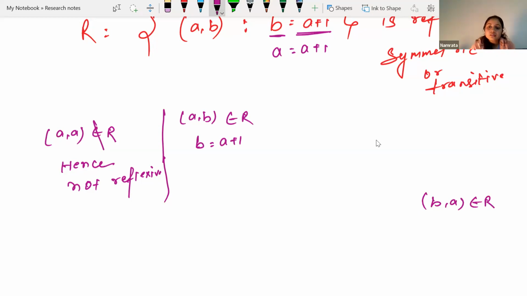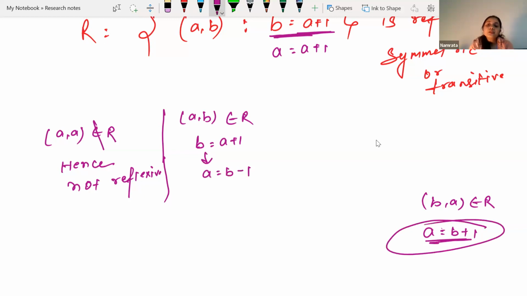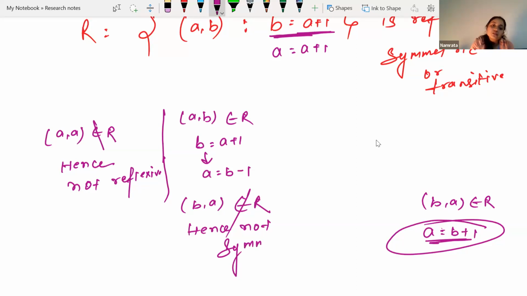If this belongs to R, then the given relation will be A is equal to B plus 1. If B is equal to A plus 1, then we cannot say A is equal to B plus 1. Basically, from here, A will be B minus 1. A will not be B plus 1. So we can say (B, A) doesn't belong to this relation and hence not symmetric. The given relation is not at all symmetric. Are you getting it?